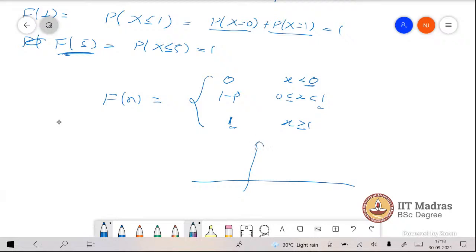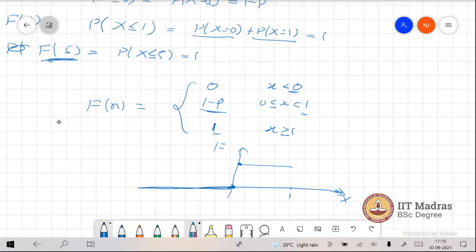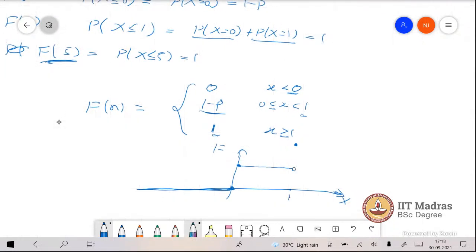if you draw the picture of CDF f with respect to x, if x is less than 0, the function's value becomes 0. But from 0 to 1, it becomes 1 minus p. So up to 1, it becomes 1 minus p. But at 1, it becomes 1 again. This is excluding, this is including. So here is 1, this is 0, and this is 1 minus p.